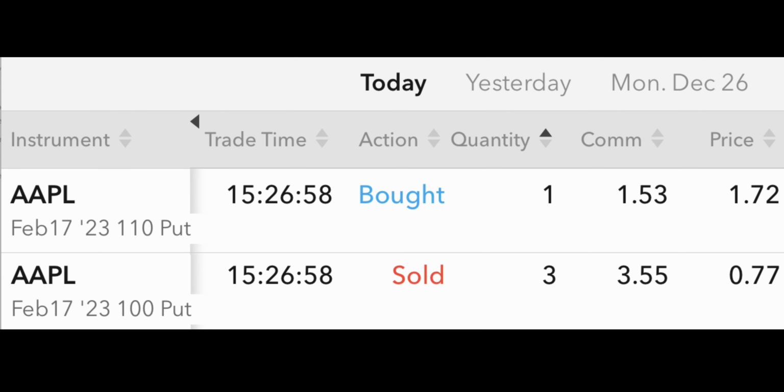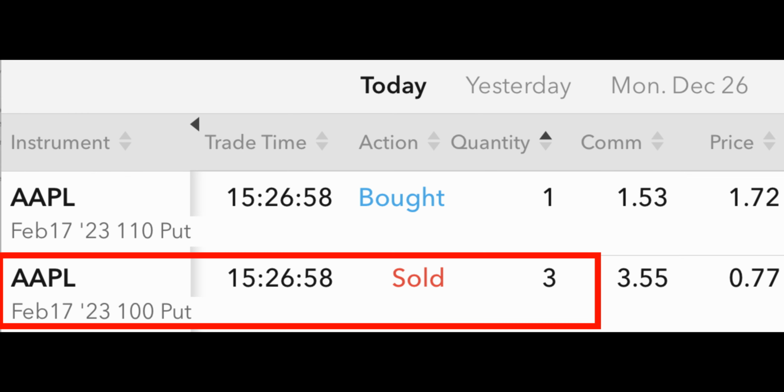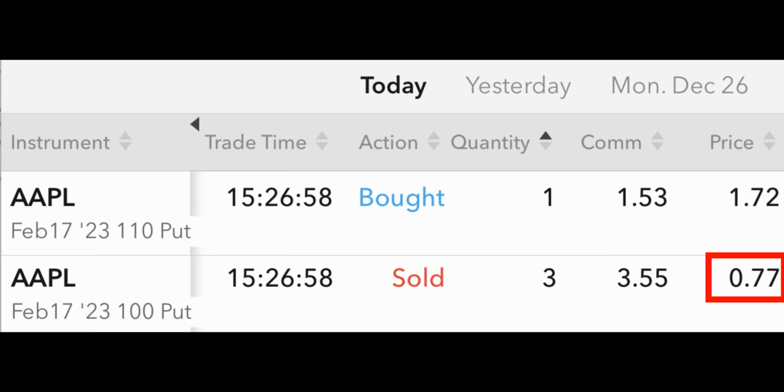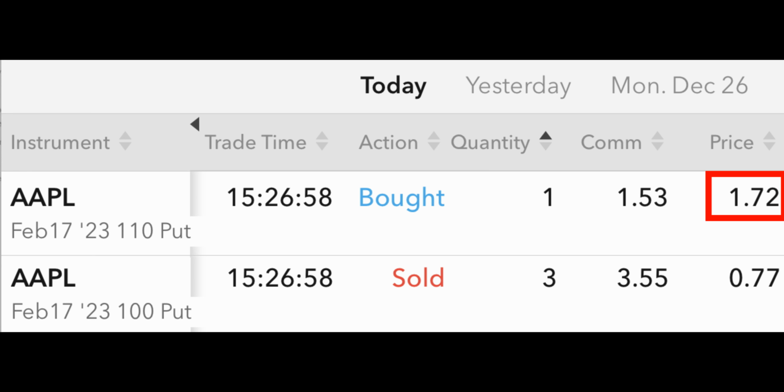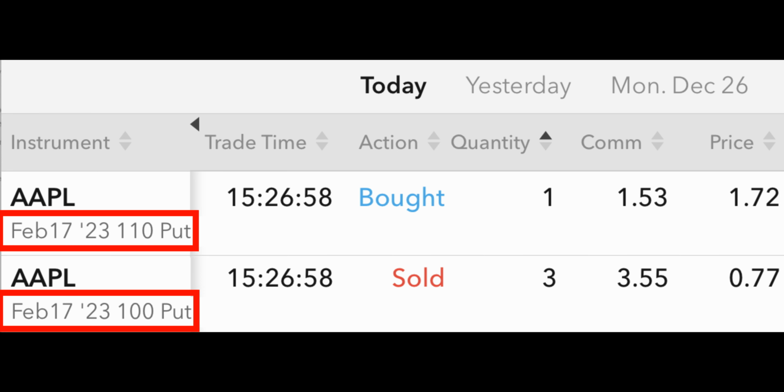Here is a put ratio spread trade I recently placed on Apple. This trade has a 3-to-1 ratio where I sold three $300 strike puts for a credit of 77 cents each, which equates to a $2.31 credit. I also bought the $110 strike put, which cost me $1.72. Therefore, if you net out the 231 minus the 172, that generated me 59 cents or $59 upon trade entry. The expiration of this spread is the 17th of February, which is 51 days away.